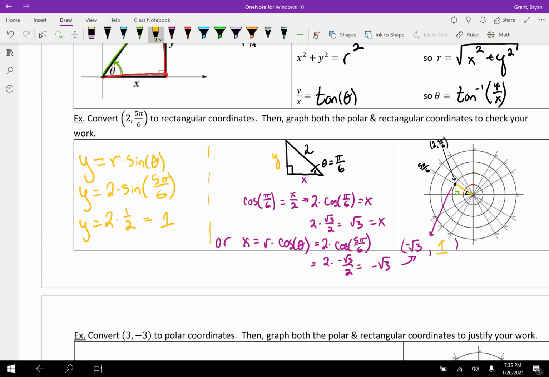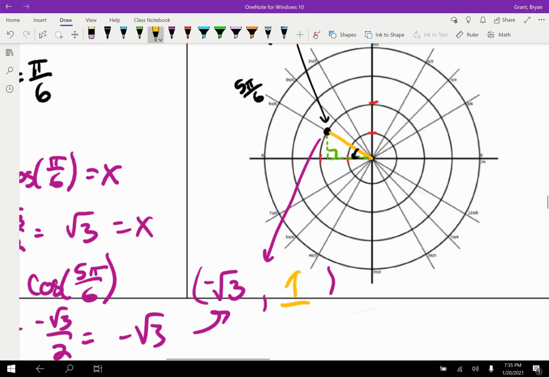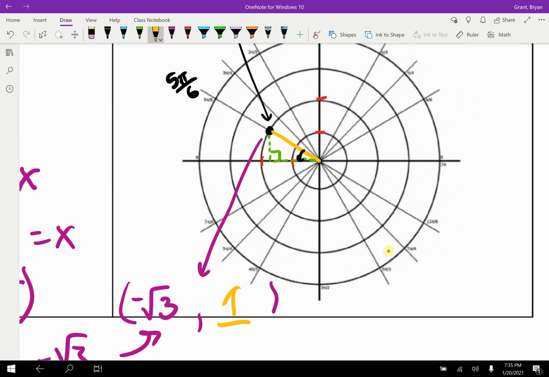So then the question we have to ask is, does that make sense? If I go negative root 3, remember square root of 4 is 2, so it's a little bit smaller than 2, and then we go up 1, and that does look like it's up 1. Do we get to that point? And yes, yes we do.